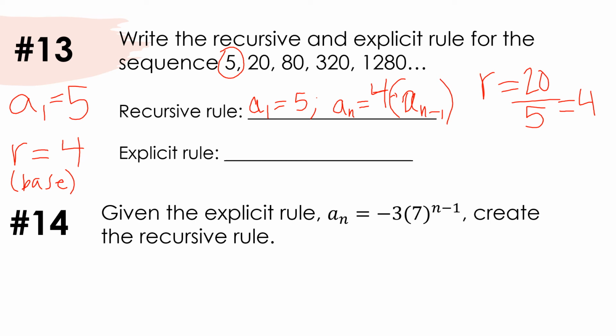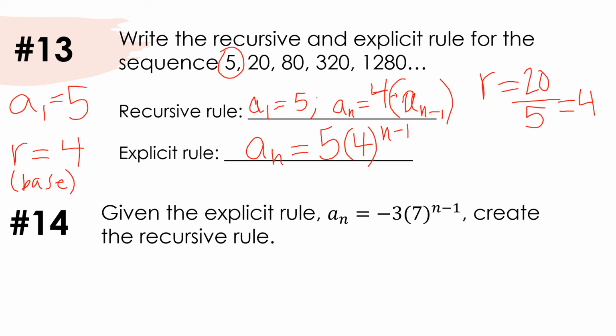The explicit rule is a sub n equals a sub 1, which we figured out was 5, times r, which we know is 4, and then an exponent of n minus 1. It's essentially like a times b to the x, but instead of starting at the y-intercept, which is the 0 term, you're starting at the first term. That's why that n minus 1 is there.